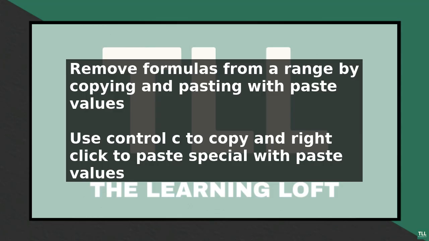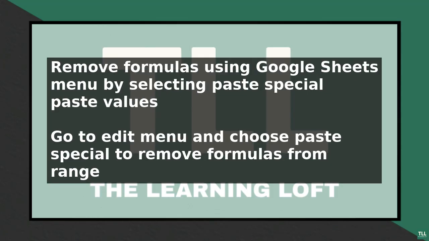If you want to remove formulas from an entire range of cells, you can select the range, copy it, and then paste it back into the same range using the Paste Values option. To do this, select the range of cells, press Ctrl+C to copy, then right-click on the selection and choose Paste Special, and finally choose Paste Values.